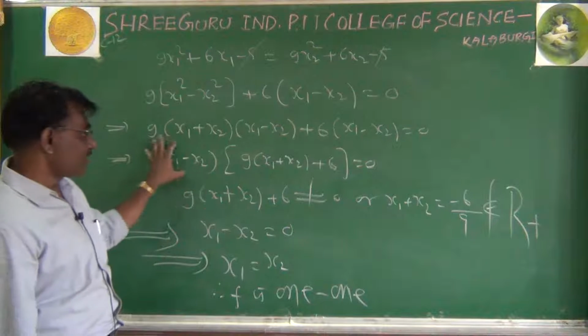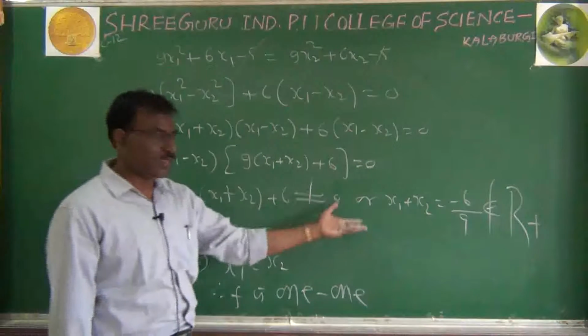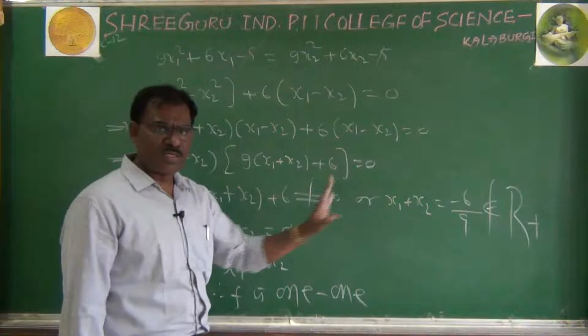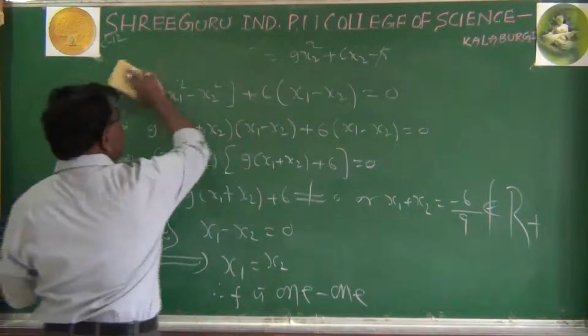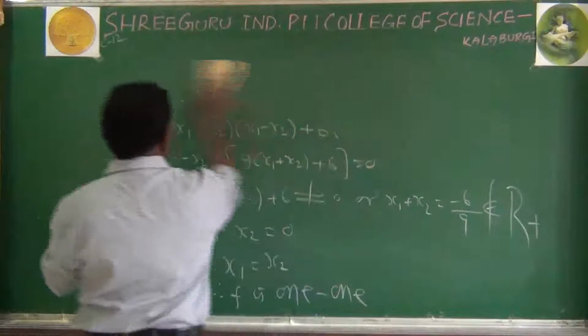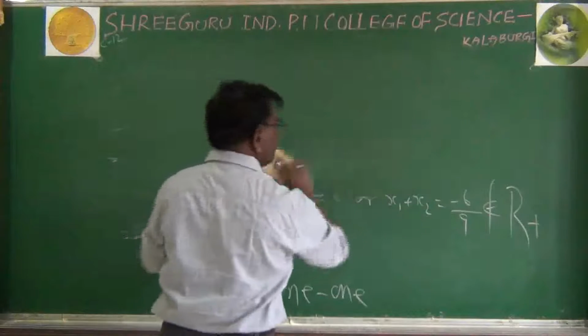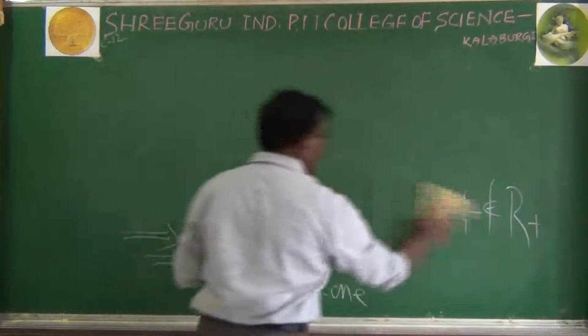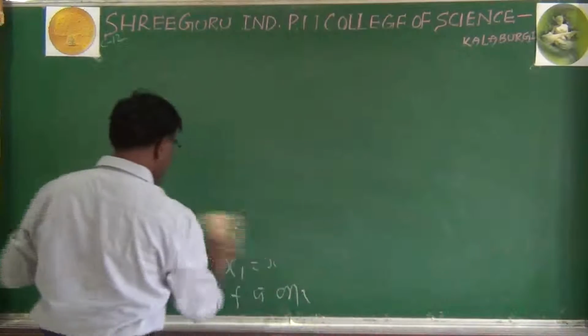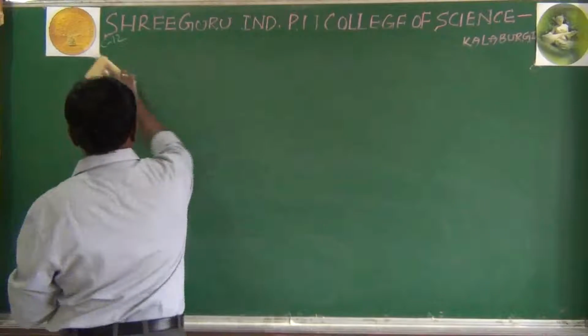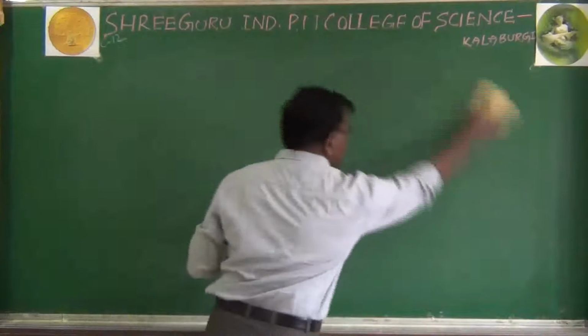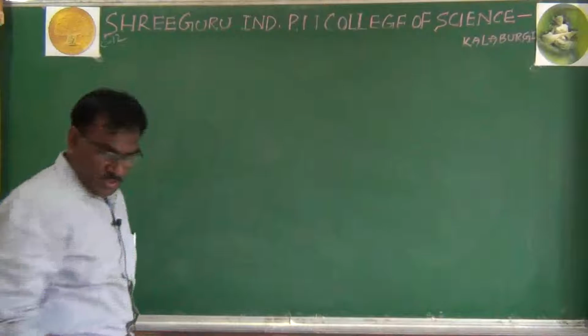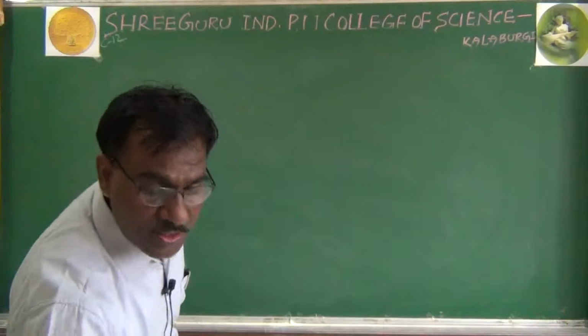So if the factors are not equal, then x1 is negative, and that is rejected. So x1 equal to x2, and the function f is one-one. Now how to prove onto? Okay, onto. Onto means we have to prove f of x is equal to y.